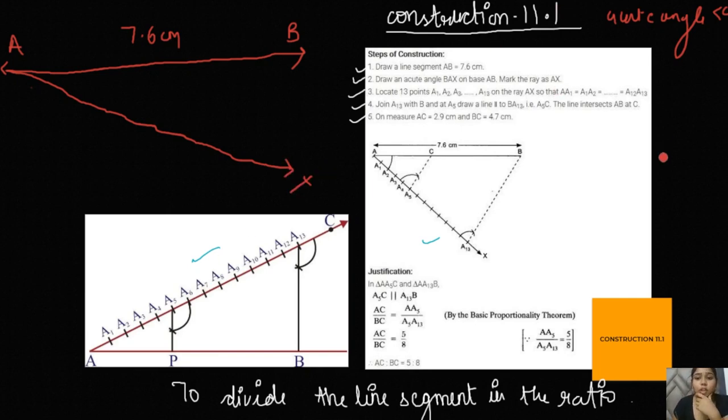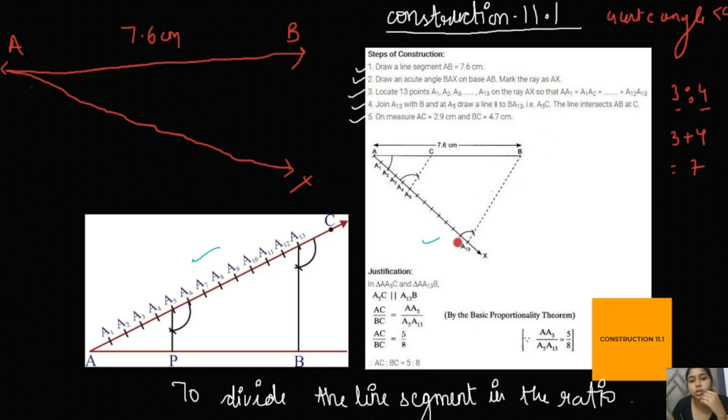Okay, now whatever the ratio is given in the question, let's just suppose it is given as 3:4. So just add both of them. It will be 3 plus 4 equals 7. So you have to draw 7 arcs here. You just have to draw the number of arcs that is the sum of the ratio mentioned in the question. You have to draw that many arcs.